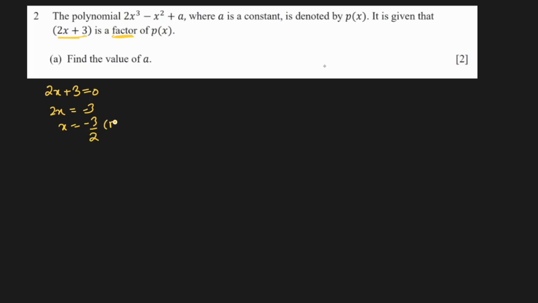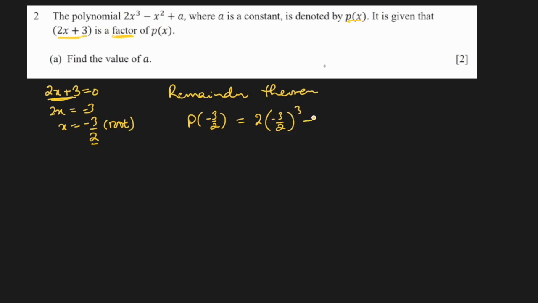This is a root now. So if a factor is 0 and that factor is part of this polynomial, this whole polynomial will become 0. So by the remainder theorem, if I substitute this root in the polynomial p, in place of x we write minus 3 over 2, so it will become 2 times (minus 3 over 2) cubed, minus (minus 3 over 2) squared, plus a, and that has to be 0 because the factor is 0. So the polynomial has to be equal to 0.